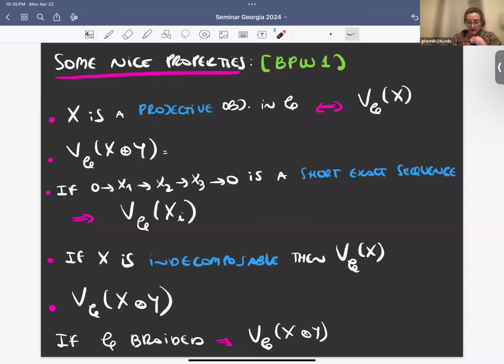So the support variety detects projectivity. How? It's when the variety is 0. Then one of the structures that we were interested in was the abelian structure. So we want to know how we can express the variety of a direct sum, and this will be, in this case, via the union of the varieties.